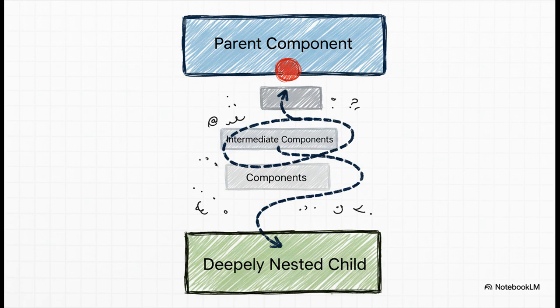It's so frustrating. You end up passing props down through 5, 6, maybe even 10 layers of components that don't even care about the data. They're just passing it along. Your code gets messy, hard to read, and a total nightmare to refactor. It is a classic growing pain.